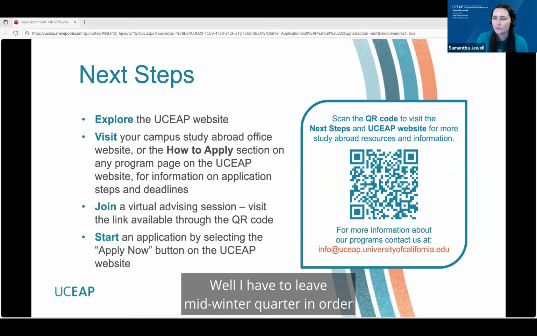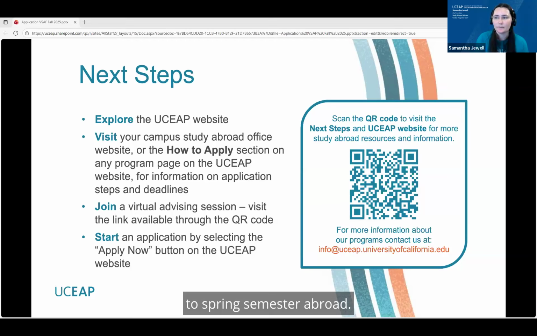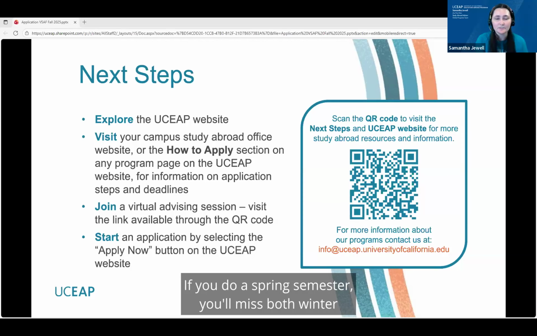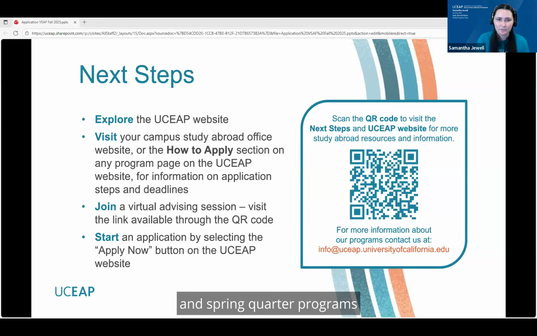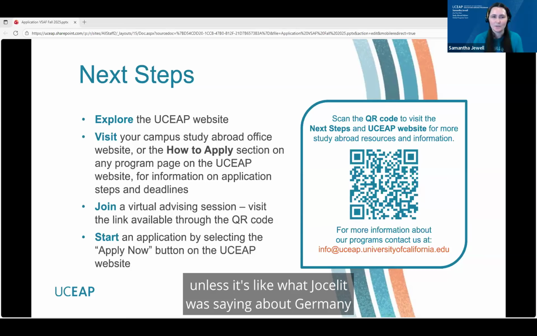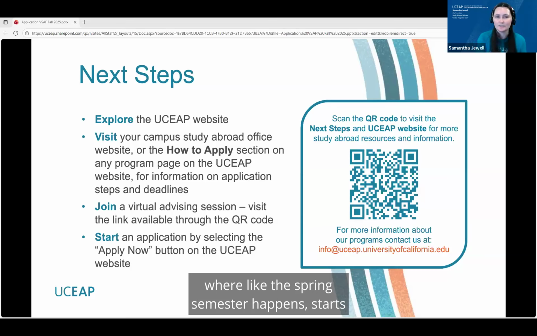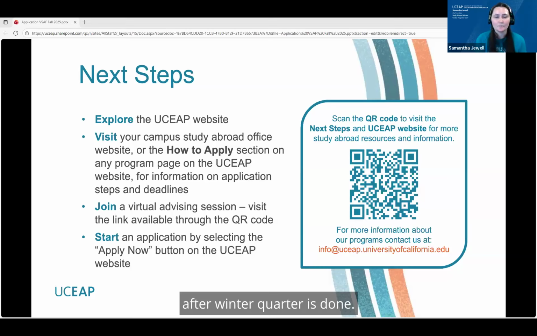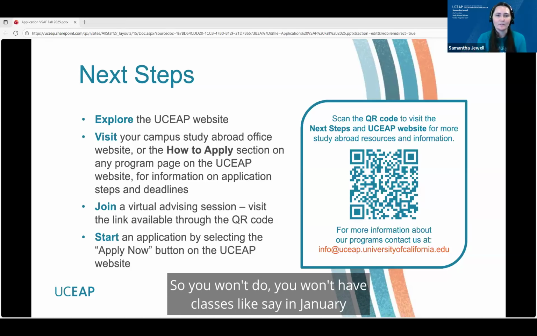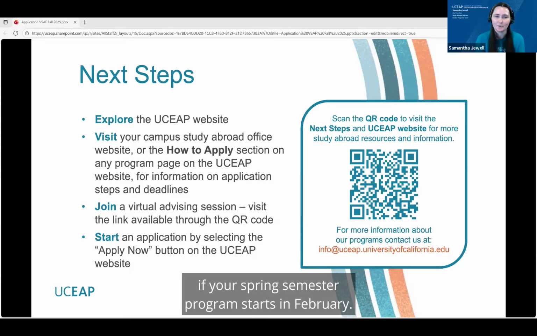Will I have to leave mid-winter quarter in order to do a spring semester abroad? That's connected to the other question I was talking about. If you do a spring semester, you'll miss both winter and spring quarter, unless it's like what Jocelyn was saying about Germany, where the spring semester starts after winter quarter is done. So if you do a spring semester and say it starts in February, you won't be starting winter quarter at your campus and then going to study abroad. You'll miss all of winter quarter. So you won't have classes in January if your spring semester program starts in February.